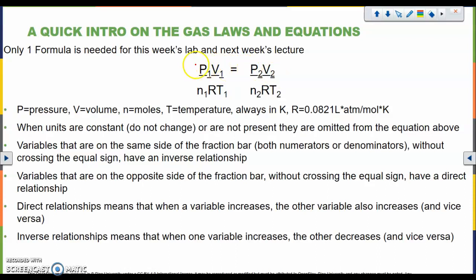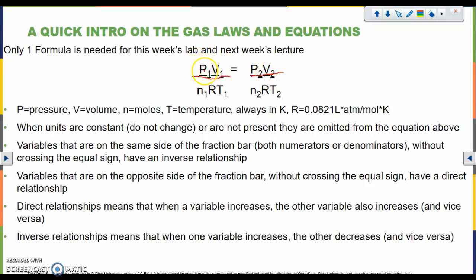Okay? If they are on the same level of the fraction bar, this line that goes in between them is called the fraction bar, what happens is if they're on the same level, like in this case pressure and volume are both in the numerator, there is what we call an inverse relationship. Now please, you cannot compare P1 and P2 over there. You always have to pair them together.